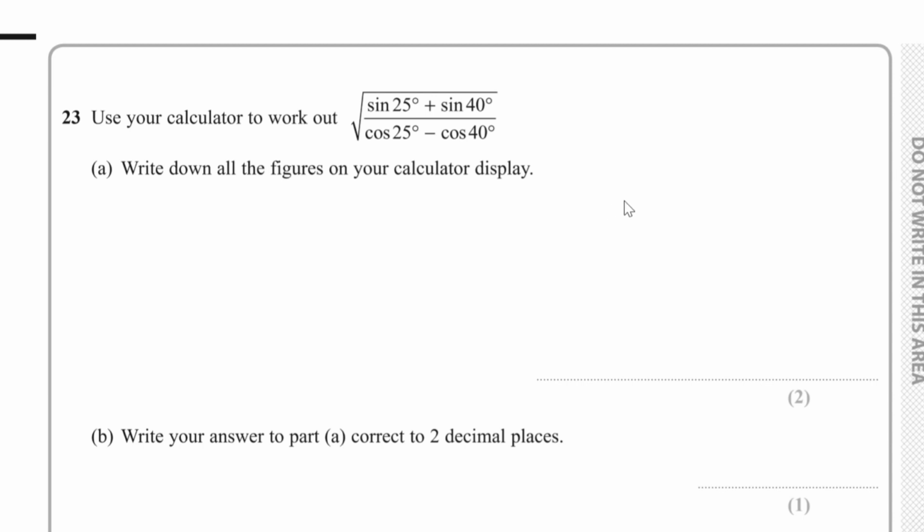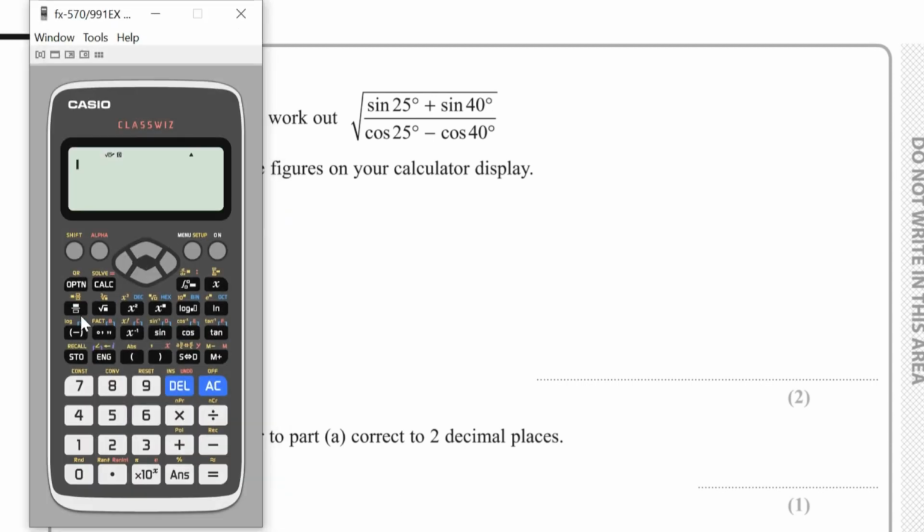Question number 23, we have to use our calculator to work out the square root of sine 25 degrees plus sine 40 degrees over the cosine of 25 degrees minus cos of 40 degrees, all square rooted. Well, if I type in the square root button and then the fraction button, we've got sine of 25, then close bracket, plus the sine of 40, then close bracket, divided by the cos of 25, close bracket, subtract the cos of 40, close bracket.